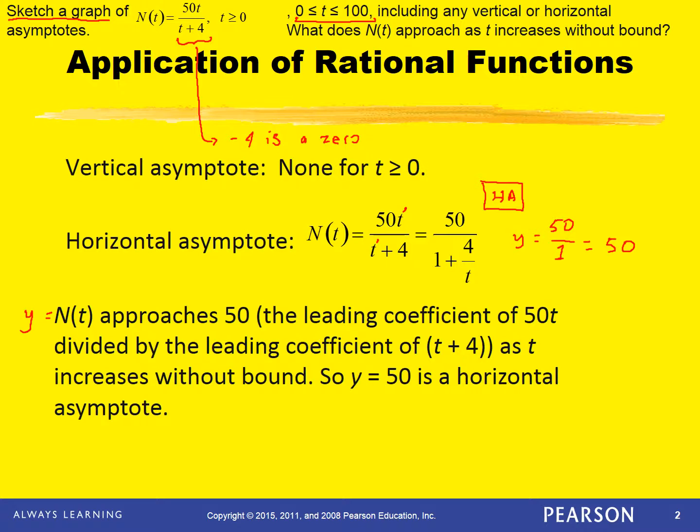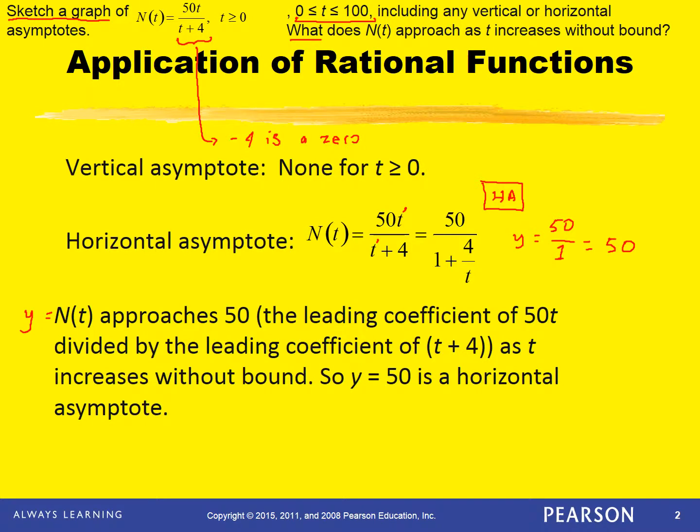That's the value that N(T) approaches as T increases without bound, that is, as T goes to infinity. So the line y equals 50 is a horizontal asymptote. This will enable us to sketch a graph, or at least it'll get us started, and it also answers the other question we're supposed to answer: what does N(T) approach as T increases without bound? And we know that's 50 components.